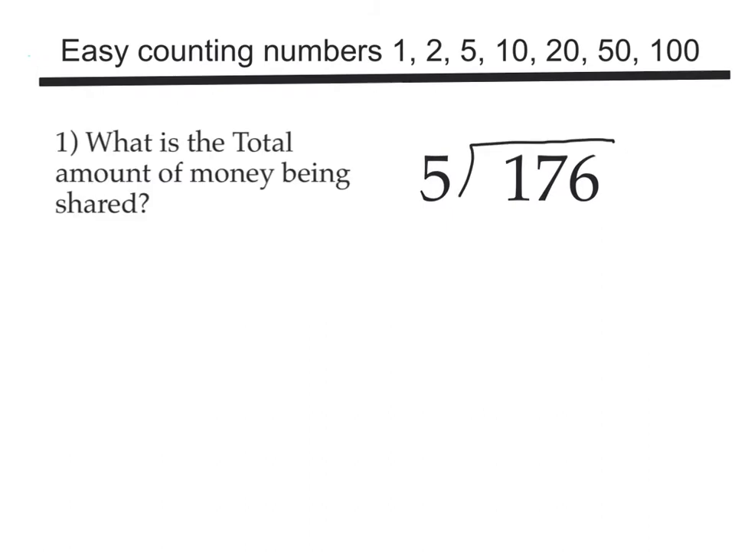The first question is, what is the total amount of money being shared? Now, there's an academic word that is used to describe that total. Do you know it? What is that academic word? Well, it's called the dividend. And the dividend is 176. That's the total amount of money that is being shared.